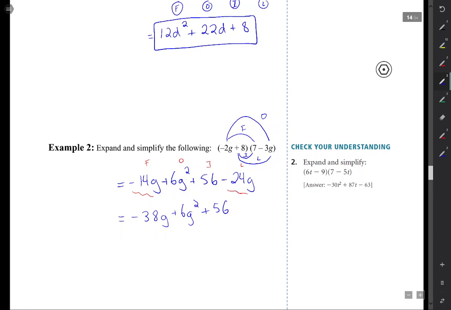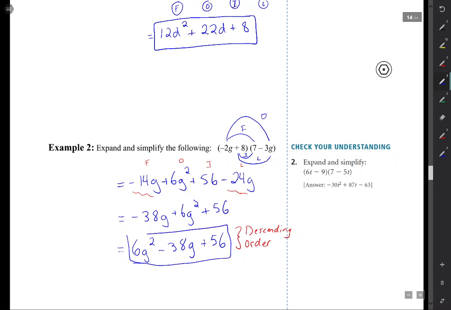Now we actually have one more step in this one here, because following math grammar, we need to put this in descending order. So remember, we're going to put the biggest exponent first, then followed by the one below it, and so on until we reach that constant. So the biggest exponent here is that g squared. So we're going to put 6g squared. Then we're going to write the g term, so minus 38g. And then finally that constant at the end, plus 56. So this here is our final answer in descending order.